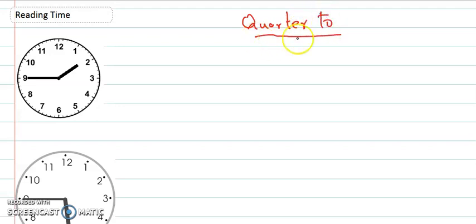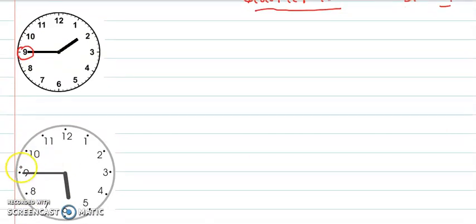Now this vocabulary word quarter to will be used when the minute hand is at 9. Like in this diagram you can see the minute hand is at 9. In this diagram also the minute hand is at 9. So the vocabulary word for them will be quarter to. So I will write quarter to. Here also the minute hand is at 9, so I will write quarter to.